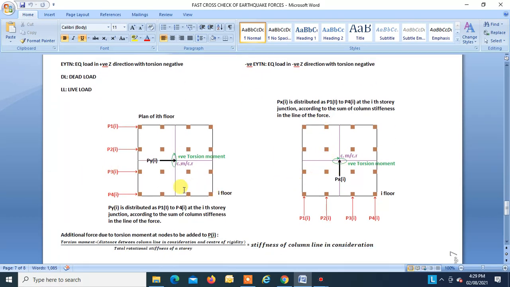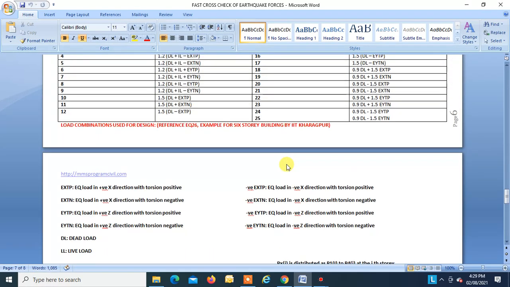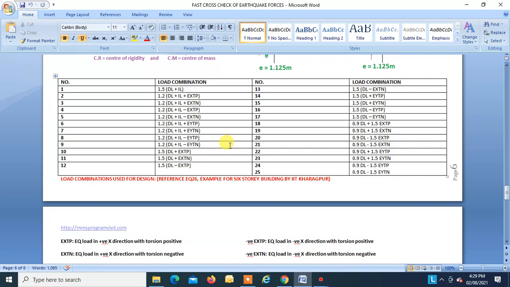Okay, now there are 25 load combinations used for design. Reference EQ26 example for a 6-story building by IIT Kharagpur, right? So this is the table given in that example, uploaded by IIT Kharagpur.